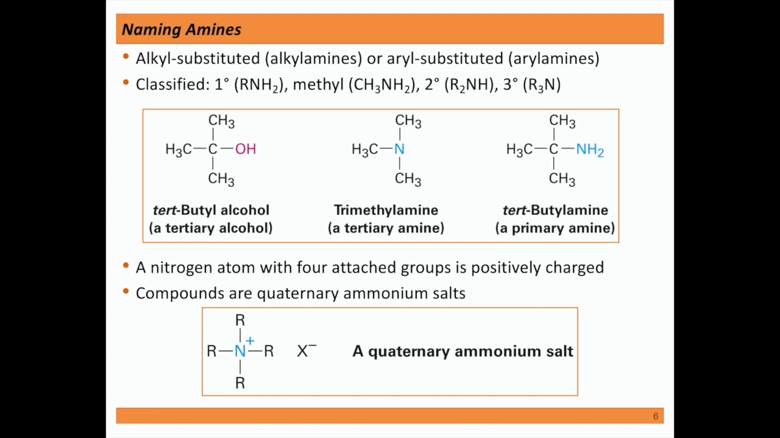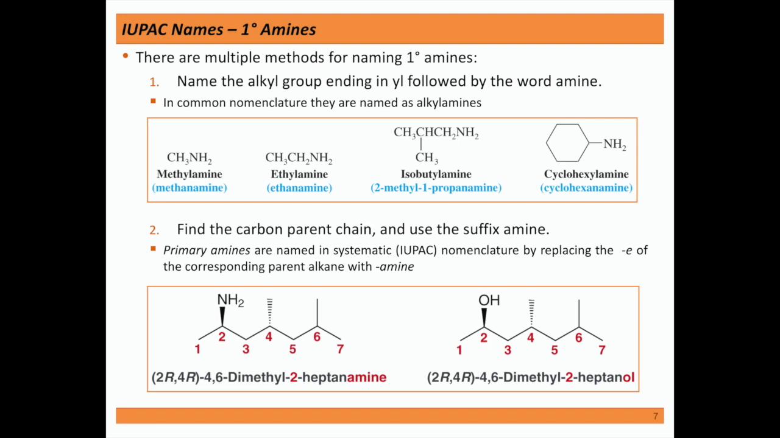Okay, so in nomenclature, there's actually several different ways that are IUPAC accepted. And so we can name them, if they're simple, just by naming the alkyl group with the -yl followed by the word amine. As you can see here, we have a methyl group with an amine, so we call that methylamine. Here we have an ethyl group with an amine, we call that ethylamine. Here we have an isobutyl group with an amine, so isobutylamine, and cyclohexylamine.